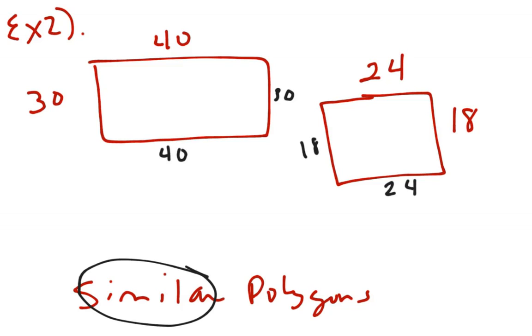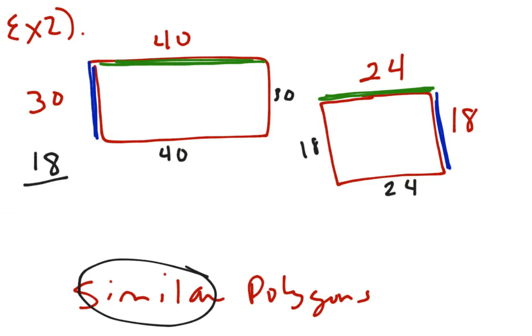And now I'm going to set up a proportion. So first let me just highlight the short side of the big rectangle and the short side of the small rectangle. Those were the small sides of both rectangles. Now the big side of the big rectangle, the big side of the small rectangle. So now I'm color-coded and I can keep my facts straight. So the proportion would be 18 over 30.